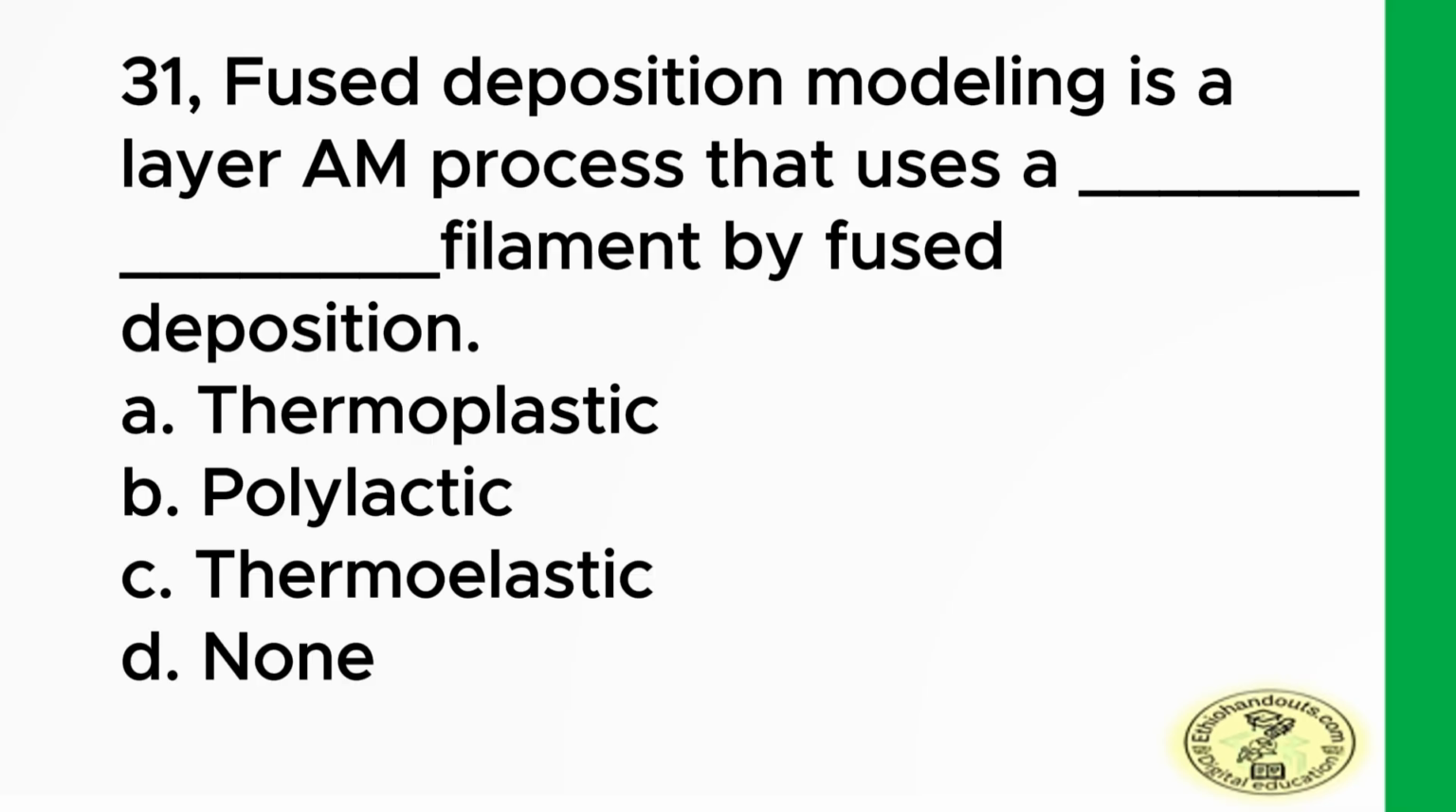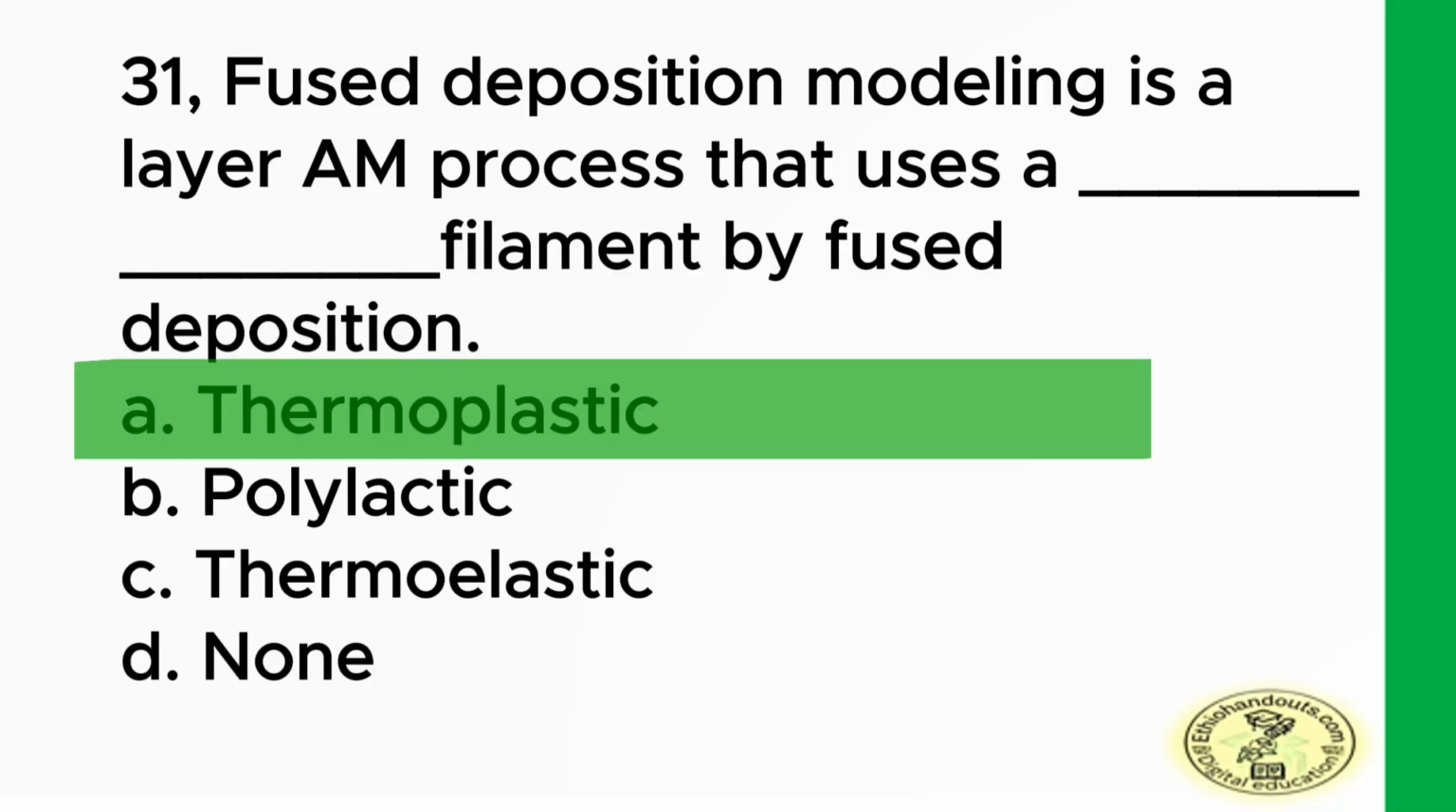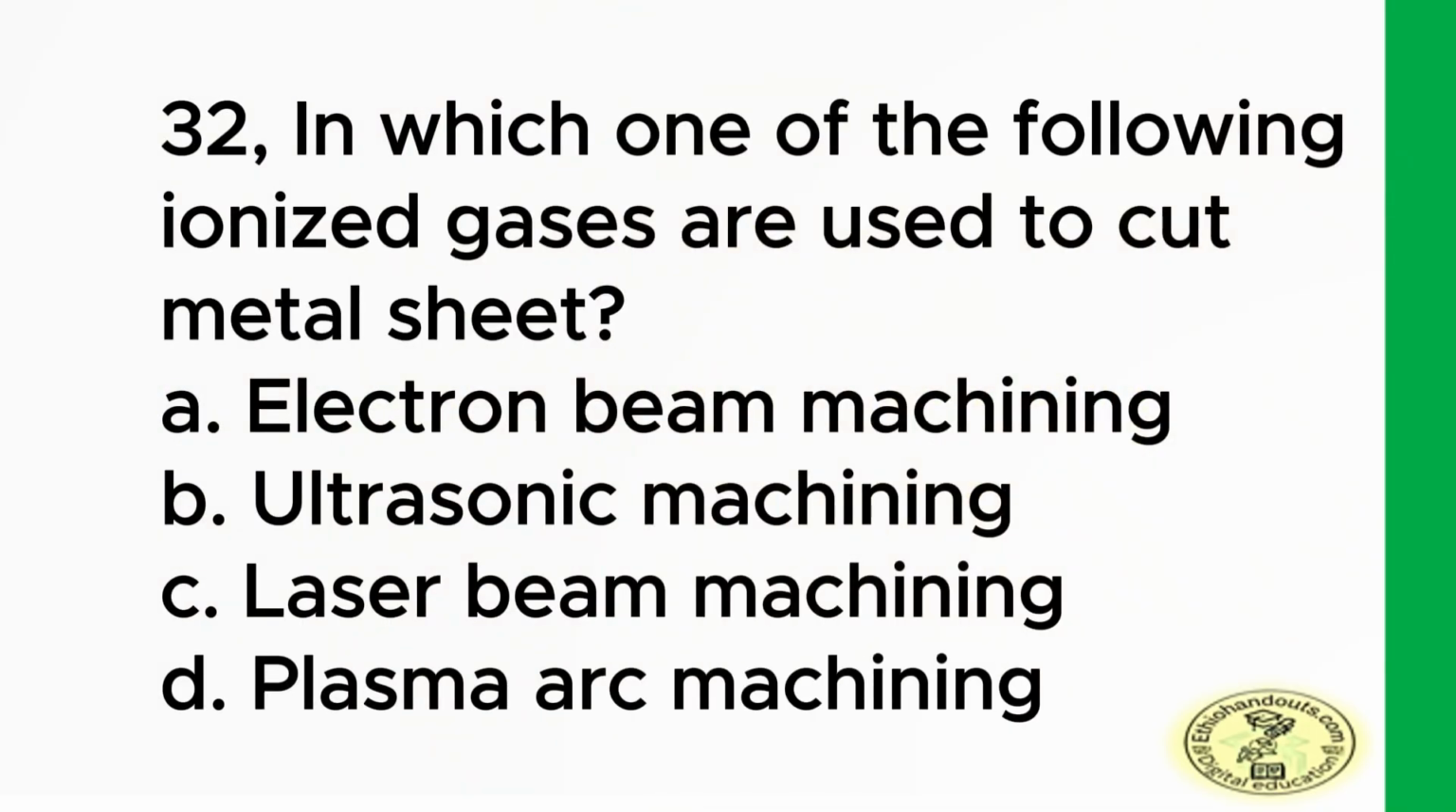A. Thermoplastic, B. Polylactic, C. Thermoelastic, D. None. The correct answer is A. Thermoplastic. 32. In which one of the following ionized gases are used to cut metal sheet? A. Electron beam machining, B. Ultrasonic machining, C. Laser beam machining, D. Plasma arc machining.